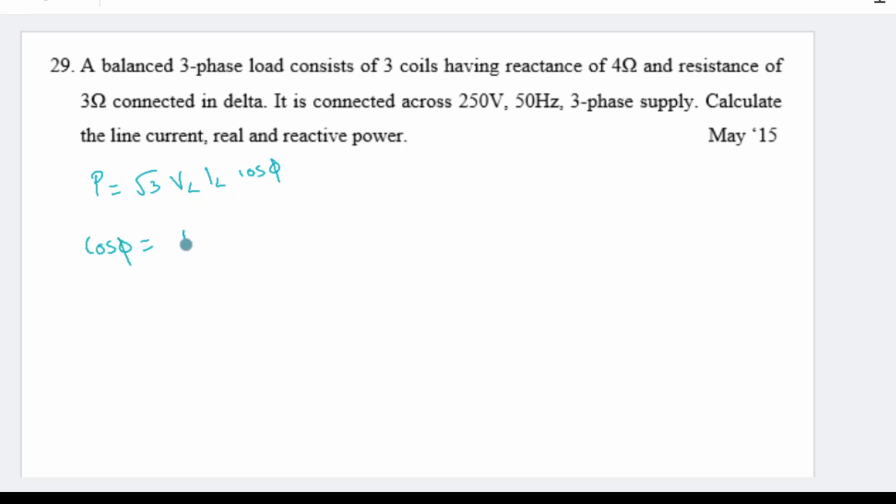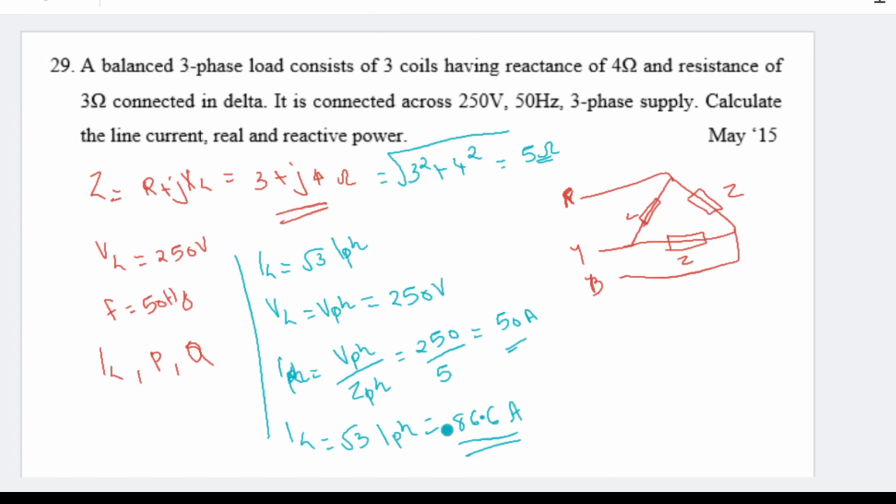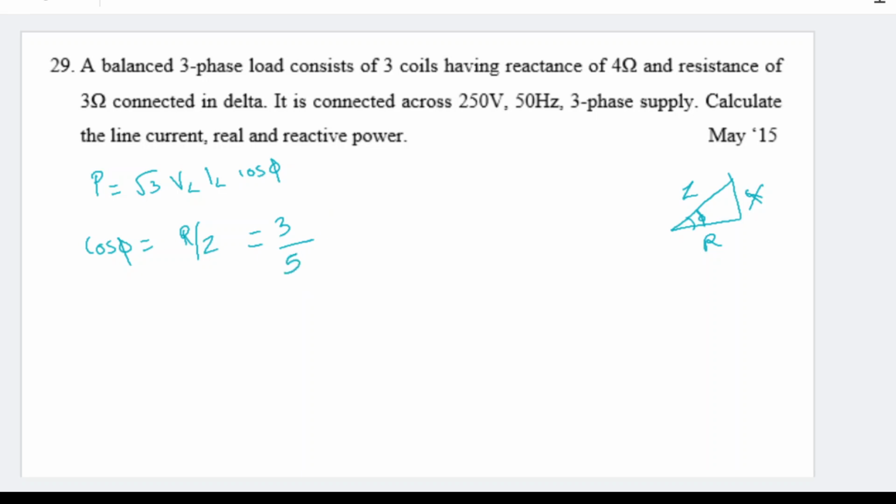Cos phi is equal to R by Z. Like I have drawn in the last, this is Z, this is R and this is X, and this angle is phi. So cos phi is adjacent by hypotenuse, R by Z. What is the value of R? 3 divided by Z, which was 5. So cos phi is equal to 3 by 5, which is 0.6.